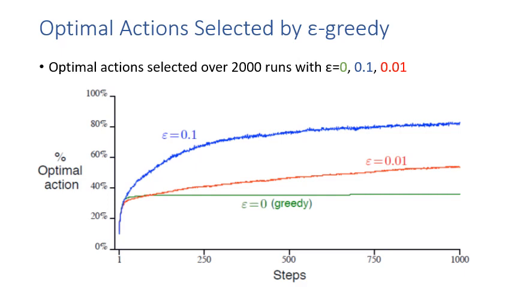Here is the average optimal actions selected by different epsilon greedy. Unsurprisingly, epsilon 0.1 selects the most optimal actions and keeps improving. On the other hand, with epsilon equals 0, the greedy approach gets stuck and selects fewer optimal actions than the other two epsilon greedy methods.